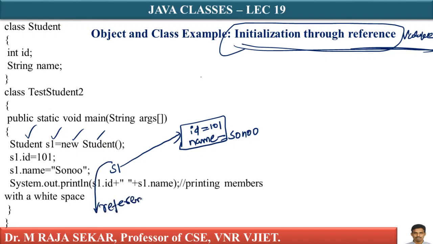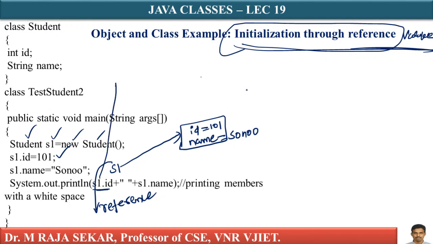In my previous class we had not initialized id and name, therefore it was printing 0 and null. But here I am initializing this particular object through the reference variable. I initialized id with 101 and name with some string, isn't it? Now what will I print? System.out.println s1.id. What is my s1.id?